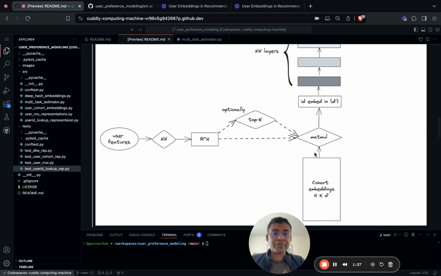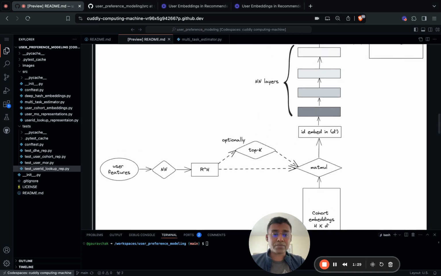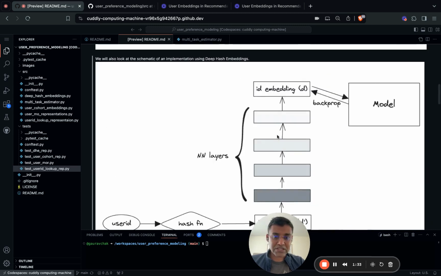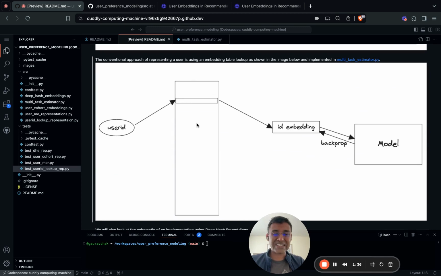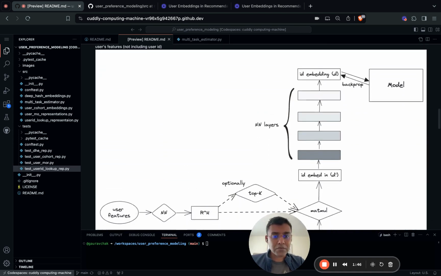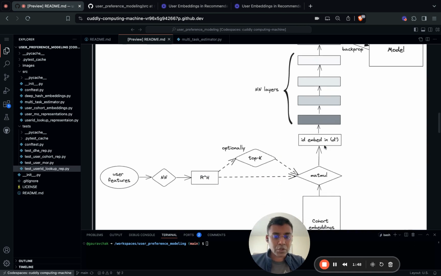Okay, so this approach is slightly different than the previous ones. If you remember the first one, it tries to learn exactly what this user's interest is. This also tries to learn that, again, through a different mechanism. Here, we are learning which cohort a user is closer to.